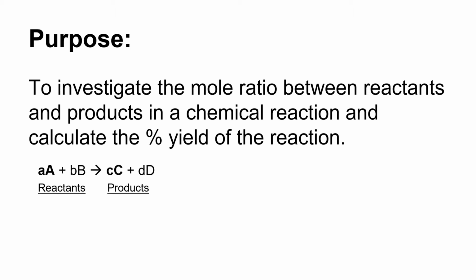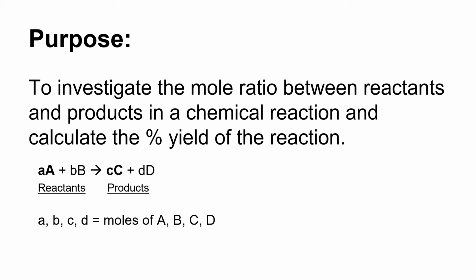So a typical reaction, you have reactants and products, which you can see here. The reactants are A and B, and the products are C and D. The lowercase letters here correspond to the moles of each substance. So you'll see in a chemical reaction that you'll have a certain number of moles of reactants, and you will produce a certain number of moles of each of the products as well.